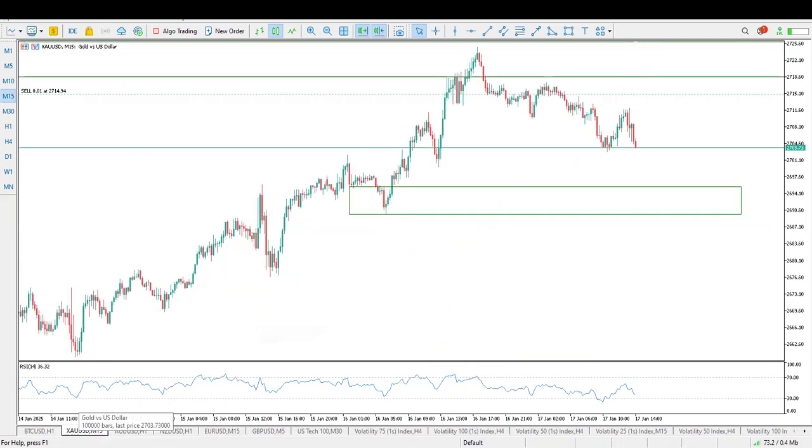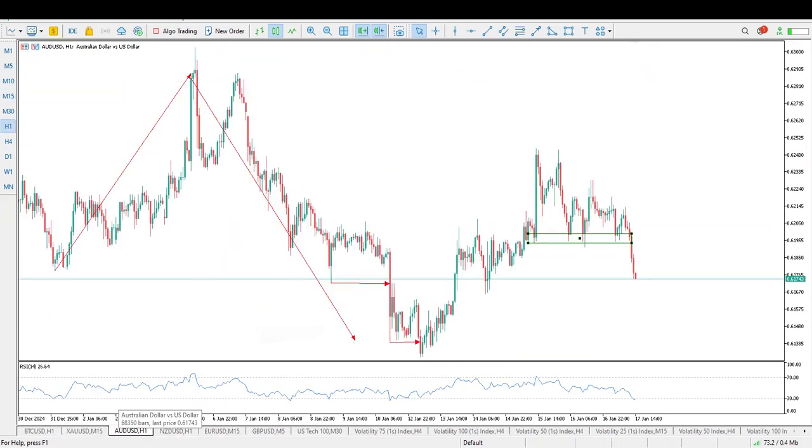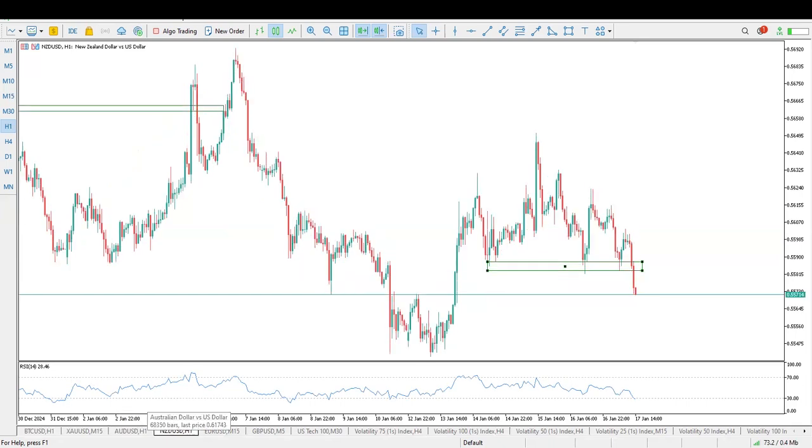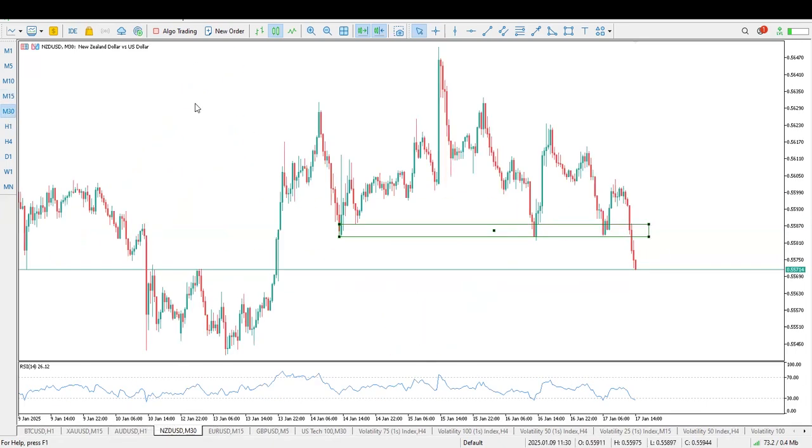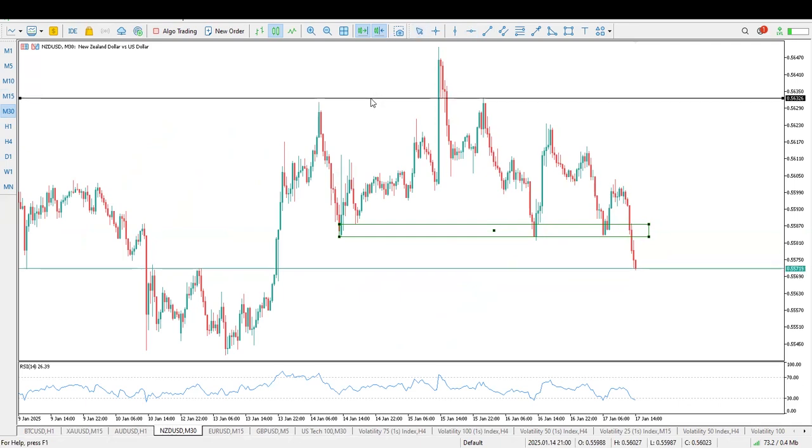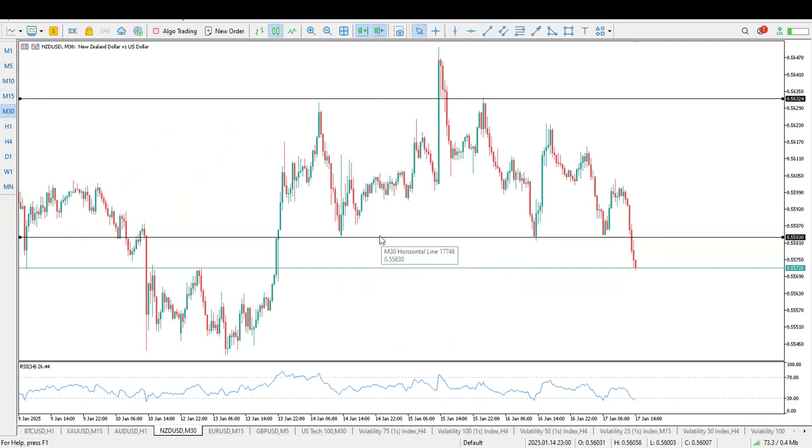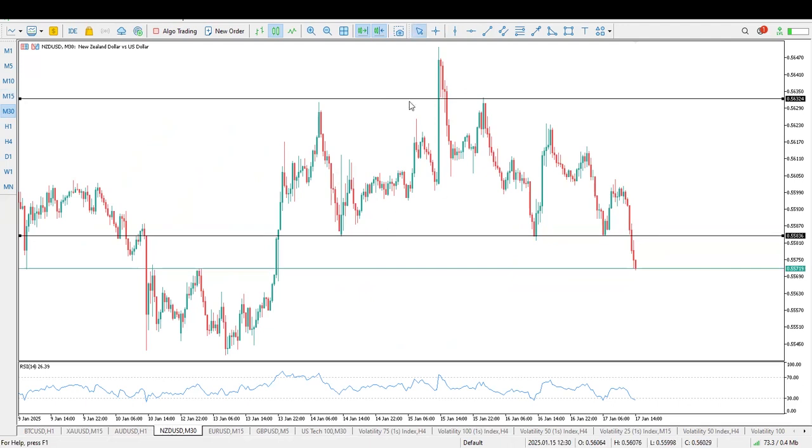Now, let me show you an example of a sideways market. If you look at it very well, you will see that this market was moving sideways. Let me put a horizontal line here. Let me put another line here. If you watch carefully, you will see that this market was moving up and down inside the box. Now, whenever you have the market moving inside the box, it means that the market is moving sideways.